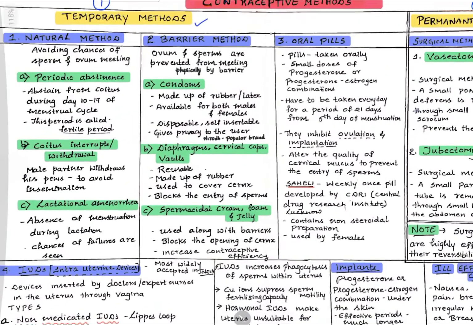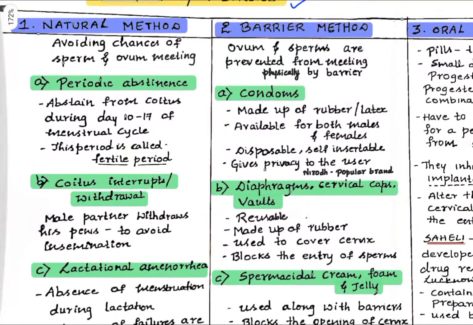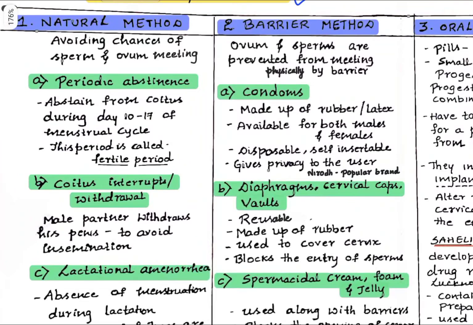In this, first is natural method of contraception. It relies on avoiding the chances of sperm and ovum meeting. In that, first is periodic abstinence. This means abstain from coitus during 10 to 17th day of menstrual cycle. Why? Because this period is called fertile period.